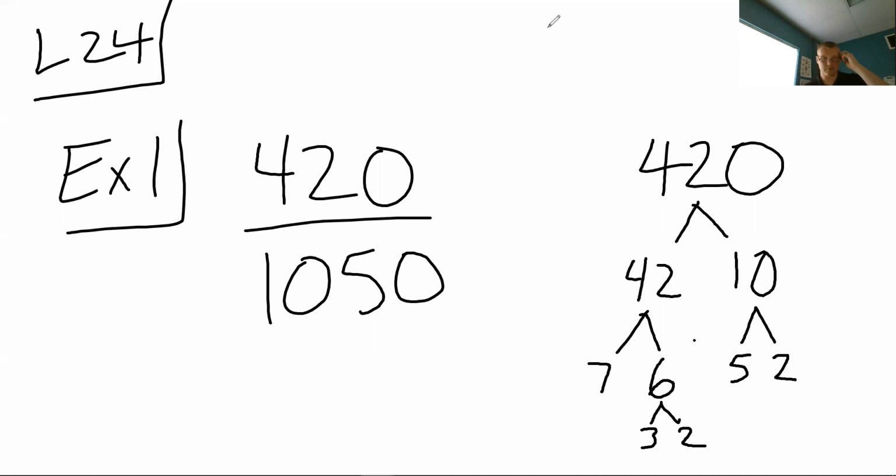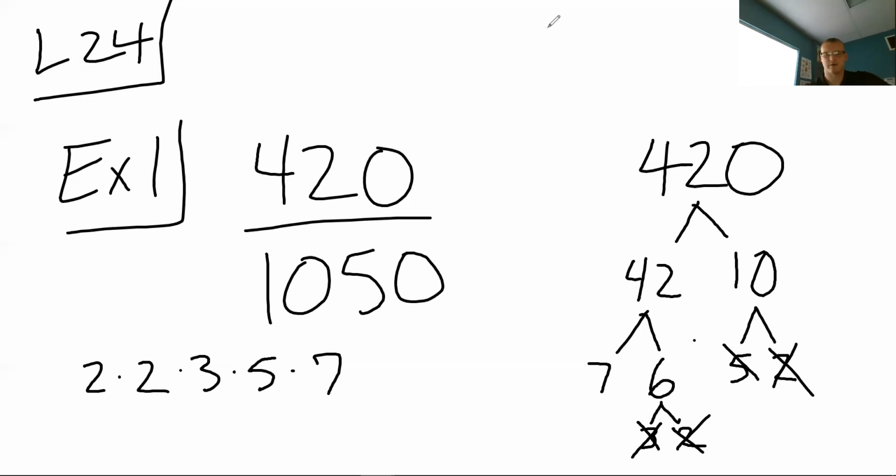So for 420 in my numerator, I would write 2 times 2 times 3 times 5 times 7, because those are my last numbers that I factored. If I were to take 2 times 2 times 3 times 5 times 7, that would give me 420 if I were to go all the way and do that. So that's what we're doing.